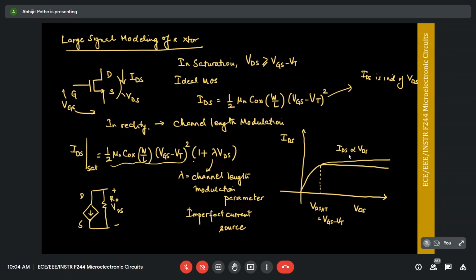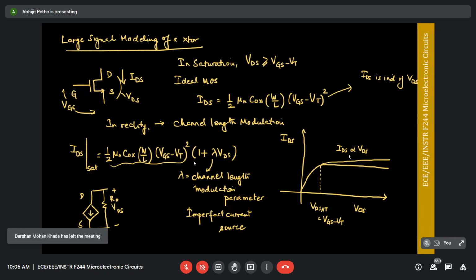So what you're seeing therefore is that the transistor in saturation continues to behave like a current source. The only thing is, it is not an ideal current source, but an imperfect current source. And we model it similar to how we model imperfect current sources, basically with a resistor in parallel. So let's revisit some other device parameters, and then we'll come back to modeling.